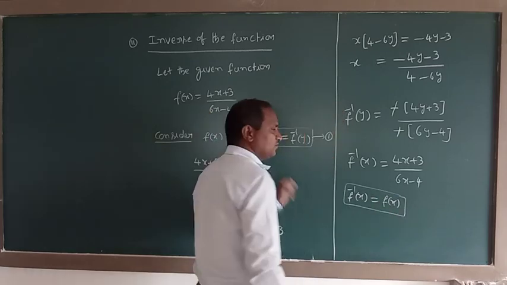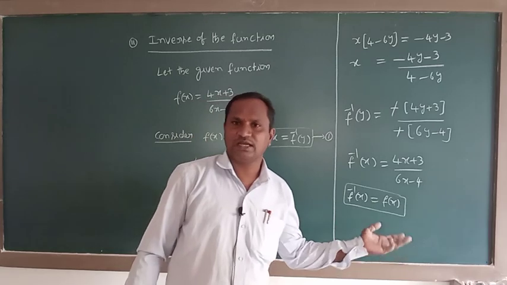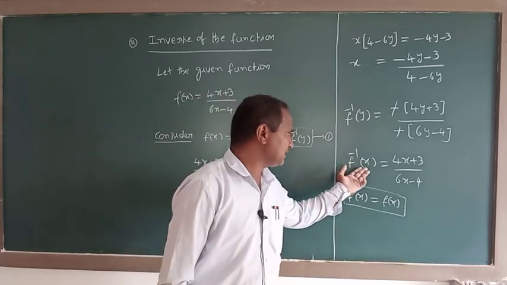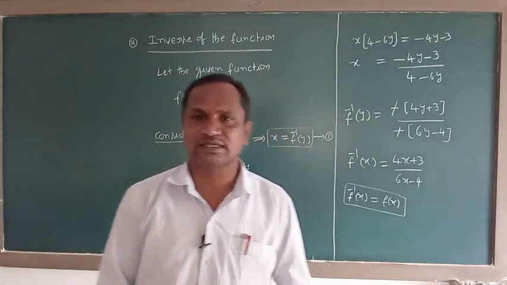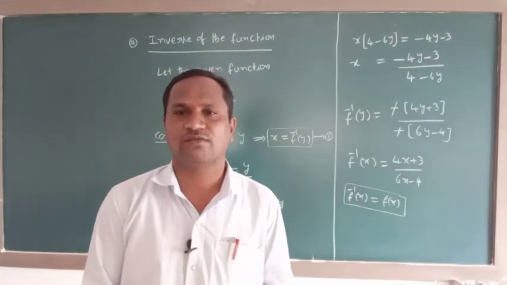It is the process to find the inverse of the given function. The inverse of the function and the given function both are the same. That's why here f inverse of x equal to 4x plus 3 whole divided by 6x minus 4. That is f inverse of x equal to f of x.